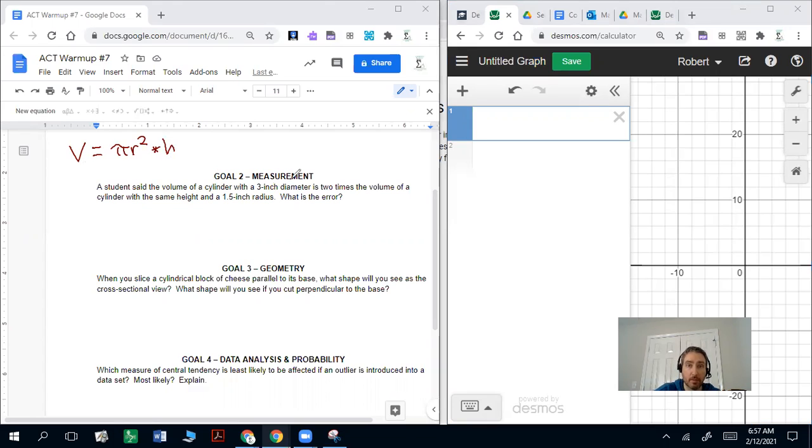So let's talk about the volume of a cylinder with a 3-inch diameter. Diameter is the distance across the circle. And then a radius is half of that. So a radius would just be from the center to the edge. So a 3-inch diameter would have a radius of half of 3. So the radius is going to be 3 divided by 2, which is 1.5.